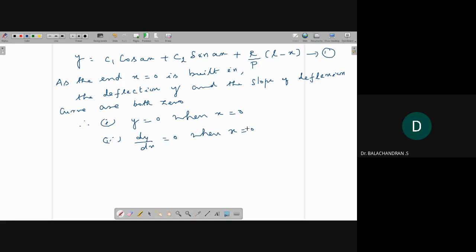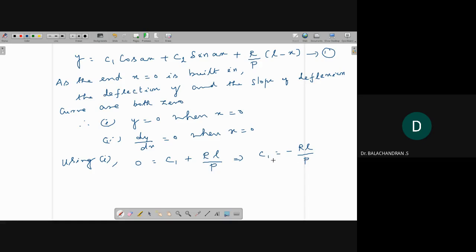So using 1 and 2, first if I use 1, we get 0 equals, when x equals 0, cos 0 is 1, so c1, plus sin 0 is 0, plus RL by P. This implies c1 equals minus RL by capital P. So we got c1.